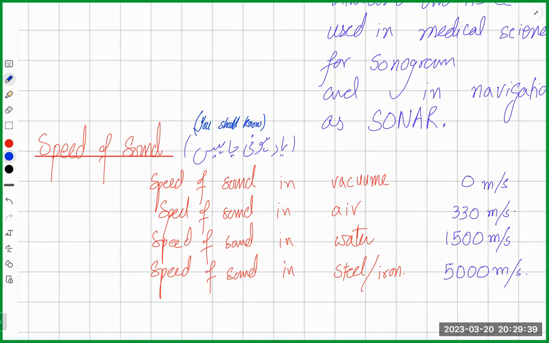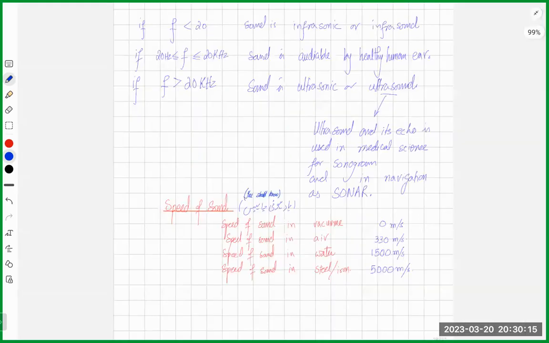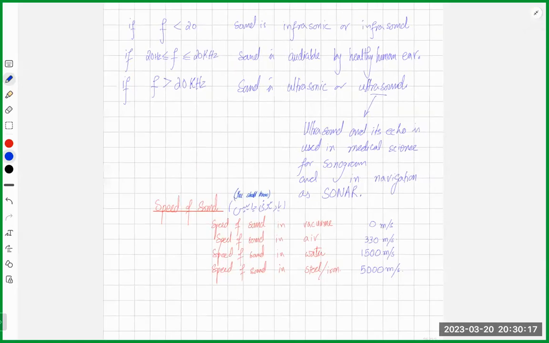Very few things are required to be remembered in O-levels and IGCSE, but this is one of them, that you need to remember that speed of sound in vacuum is 0. Speed of sound in air is 330 meters per second. Any number between 300 and 350 is acceptable by the examiner. Speed of sound in water is 1500 meters per second, and speed of sound in steel is 5,000 meters per second. Speed of light in vacuum or air is 3.0 into 10 to the power 8 meters per second. So these are things that you need to remember.